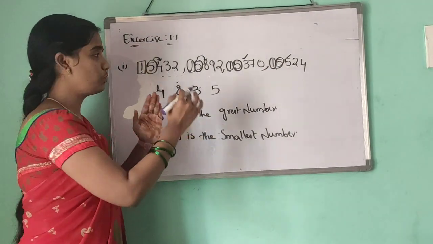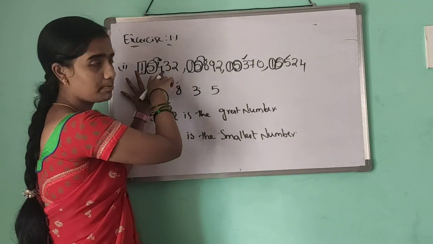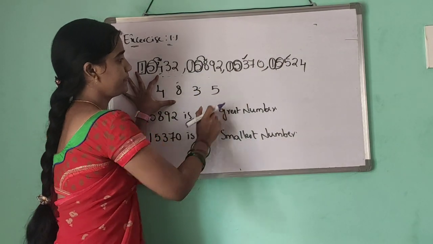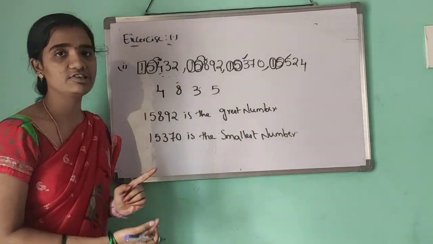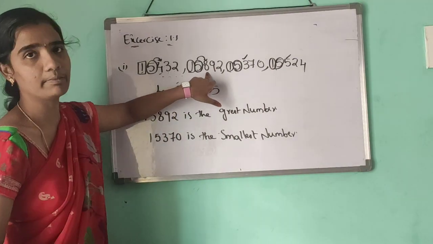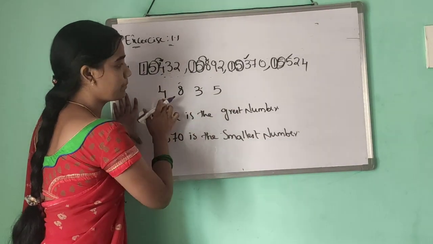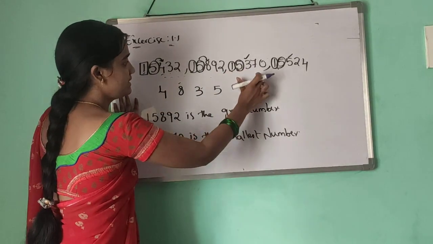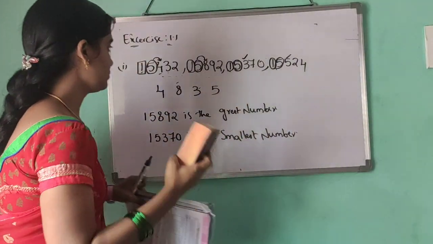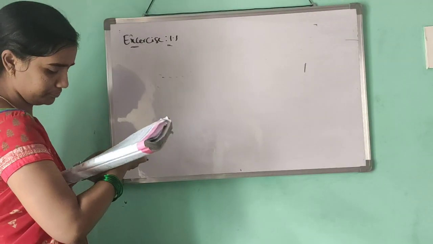All are equal, so we have to move on to the 100 position. The first number has 4, the second number 8, the third number 3, the fourth number 5. Among these numbers, which is the greatest? 8 is the greatest. In which number? The second number. So 15892 is the greatest number. Which is the smallest among these? 15370 is the smallest number. Okay. Going to the second.